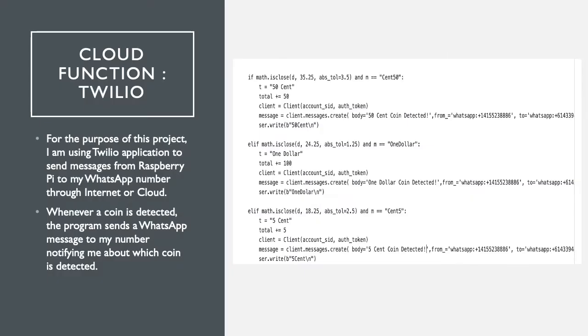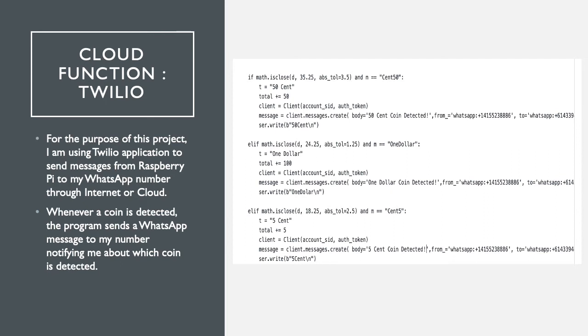For this project, I have used a cloud function as well, which is called Twilio. Twilio is an application that is used to send messages from your computer to your mobile devices. In this project, I'm using Twilio to send messages from the Raspberry Pi to my WhatsApp number through the internet or cloud. So how this works is, as soon as the coin is detected by the Raspberry Pi using the camera, it sends a WhatsApp message to my number notifying me about which coin is detected.